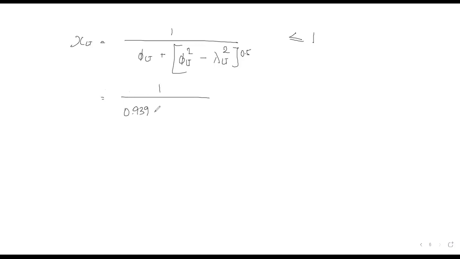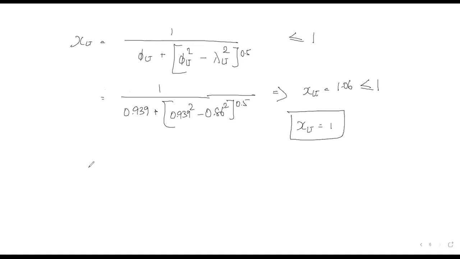The next constant I have to get is XLT. The formula of XLT is equal to 1 divided by phi LT plus phi LT the whole squared minus lambda LT the whole squared, power 0.5. The value should be less than or equal to 1, or else we have to take it as 1. So phi LT value is 0.939 plus 0.86 the whole square power 0.5. Substituting, I get XLT around 1.06. It should be less than or equal to 1, so I take XLT equal to 1.